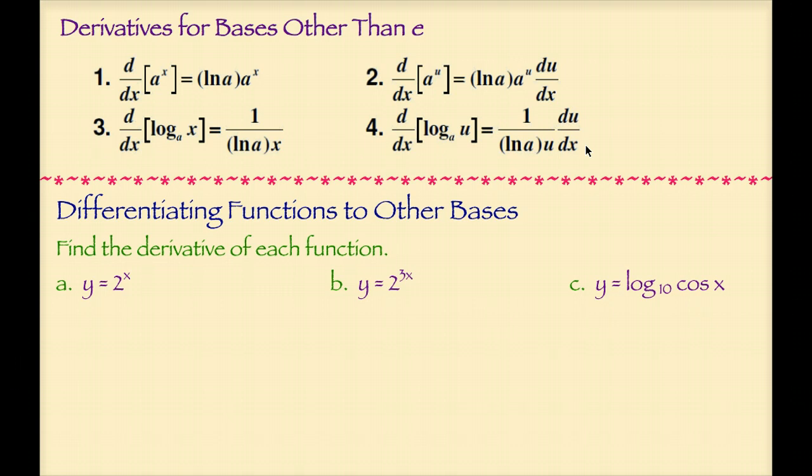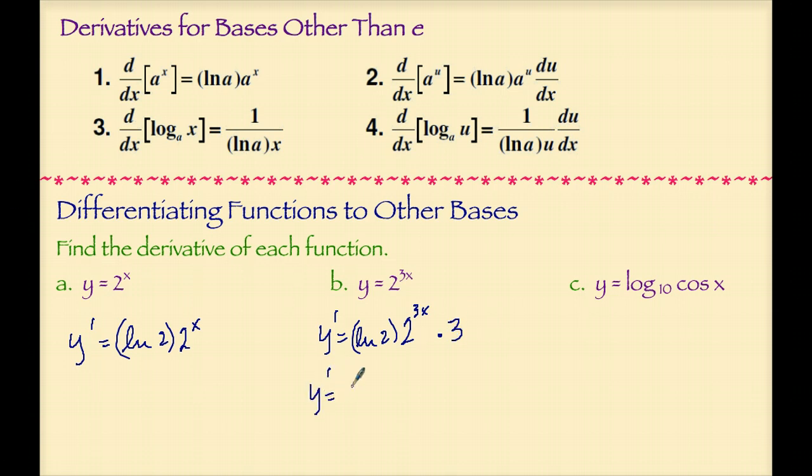Now let's apply these rules in finding the derivatives of these functions. The derivative of y equals 2 to the x will be y prime equals natural log of 2 times 2 to the x. The derivative of y equals 2 to the 3x, y prime will be natural log of 2 times 2 to the 3x, but then times the derivative of 3x, which is 3. So let's rewrite this as y prime equals 3 times natural log of 2 times 2 to the 3x.